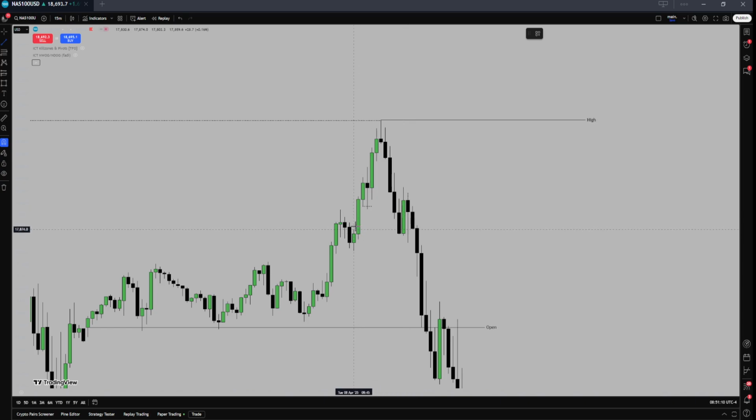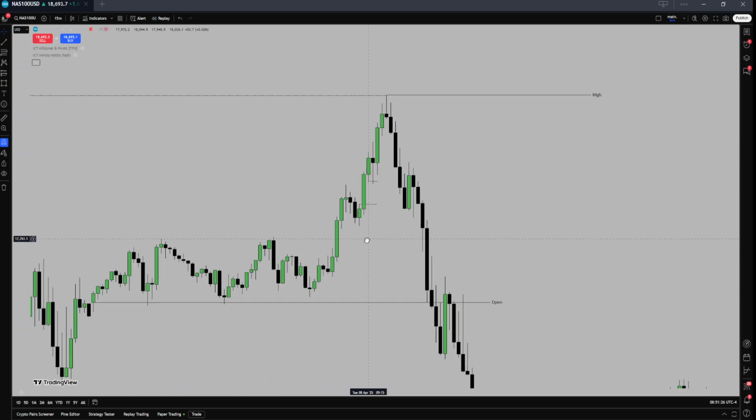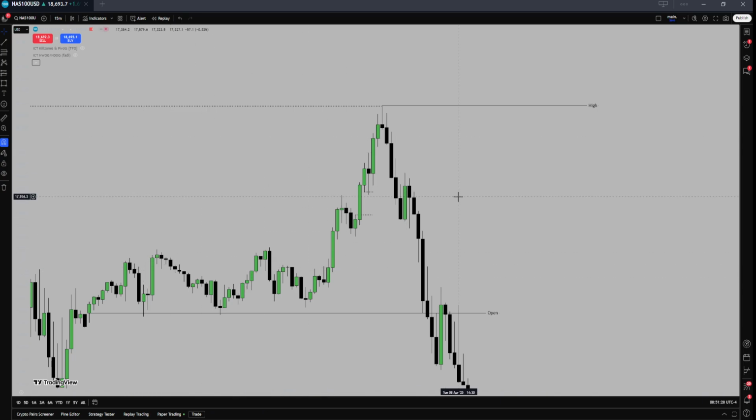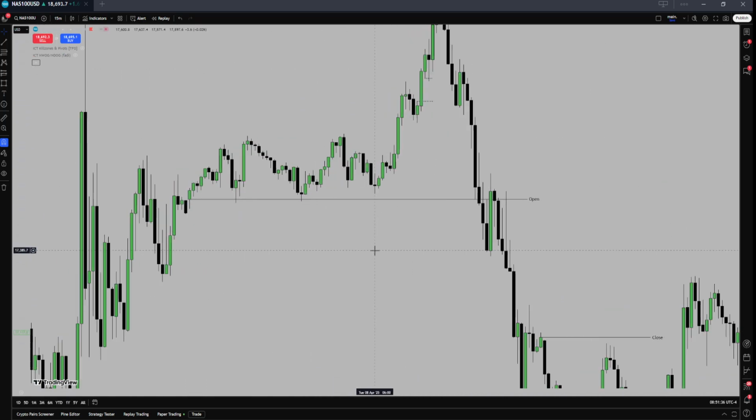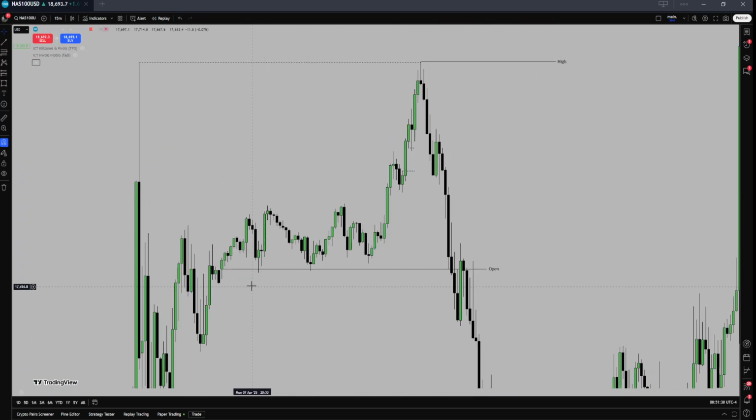This in itself is also a power of tree. Accumulation, manipulation, distribution. I have a video on internal power of trees. If I don't, I will be uploading one pretty soon. Let me know in the comments if you want to know about that. Internal power of tree is basically a power of tree inside a power of tree. So in this entire move, this is a manipulation for a distribution on the daily candle, right?